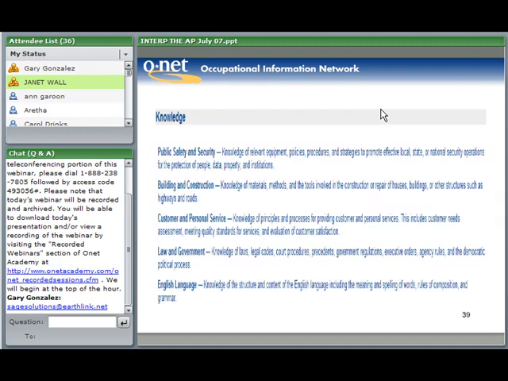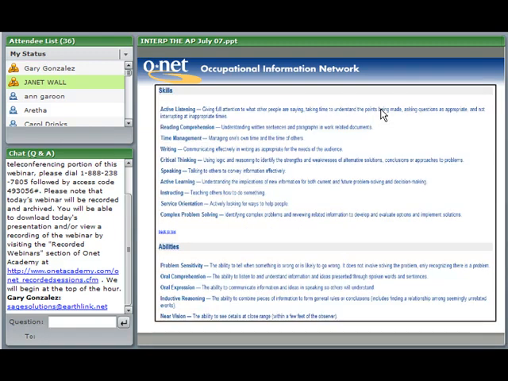Knowledge. So fire inspectors need knowledge of public safety and security, building and construction, customer and personal service, and so on. Skills. They need the skills of active listening, reading comprehension, time management, writing, critical thinking, speaking, and so on. They need abilities. The abilities is a partial list here. Problem sensitivity, oral comprehension, oral expression, inductive reasoning, and near vision.